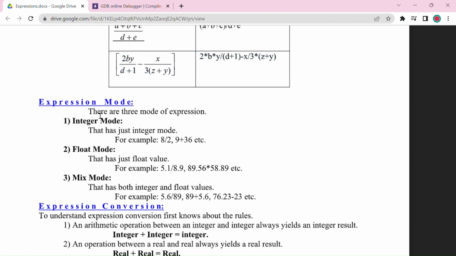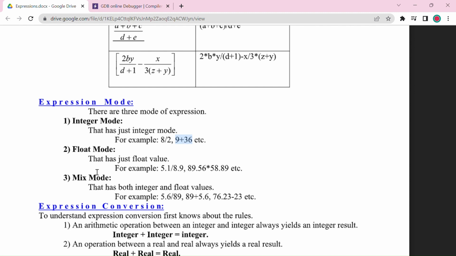Okay, now we have expression modes. There are 3 modes of expression actually. The integer mode, that I have told you guys in the previous video as well. We have float, and then we have mixed mode. Integer mode has just integers, for example, 8 divided by 2, it's going to give us an integer. 9 plus 36, these are integers, right?